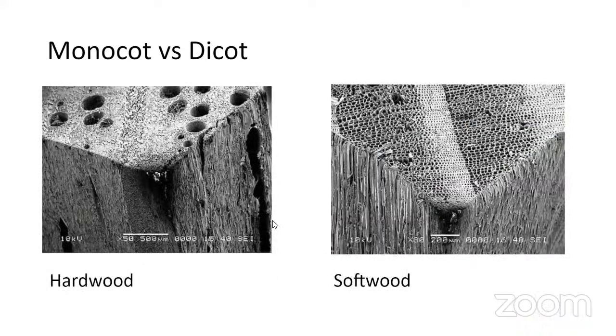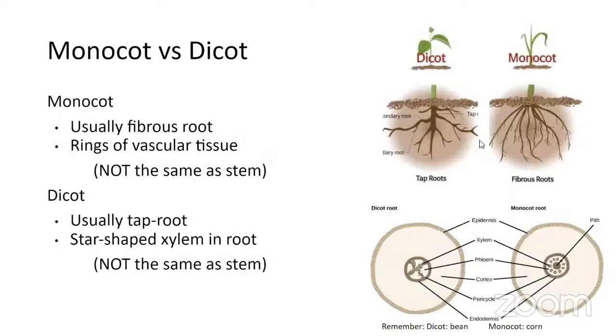So here we see the hardwood, so our angiosperm versus our softwood, so the gymnosperm. You can see that the hardwood is much, much more dense, right? Everything's packed together. Whereas in our gymnosperm, we have a lot of pores here. So this physically makes it softer.